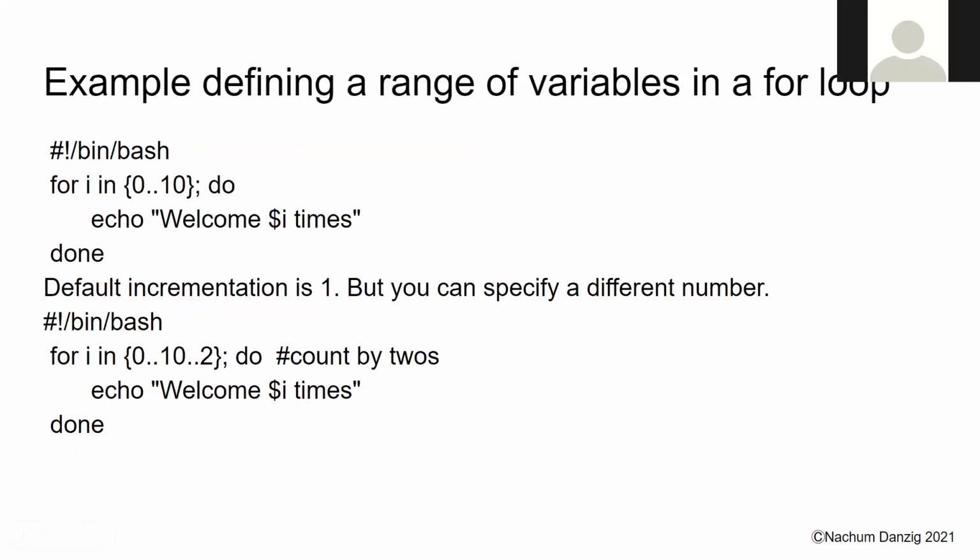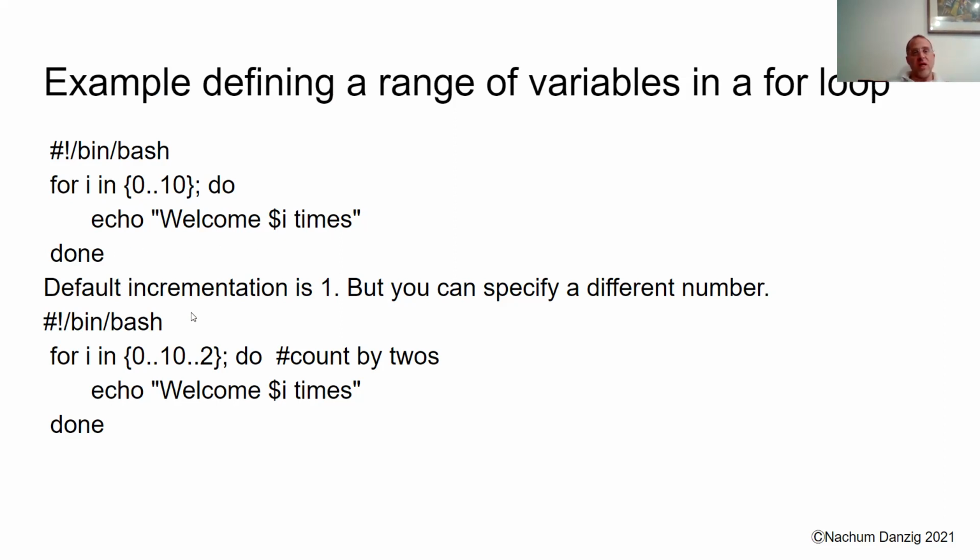Okay. Defining a range of variables in a for loop. This is more like a loop that you are used to from C++ or from Java or many other languages. So what we do is say for I in, and we use this as a range symbol here. The range 0 to 10. Do welcome I times. So it'll print and then done.